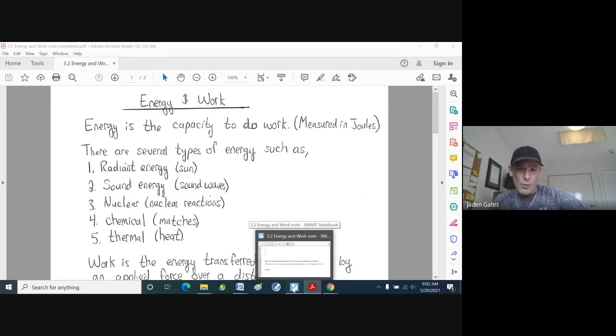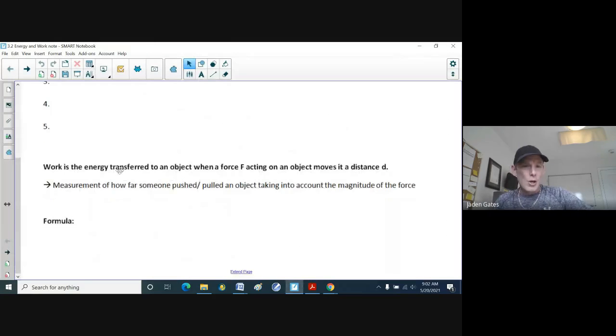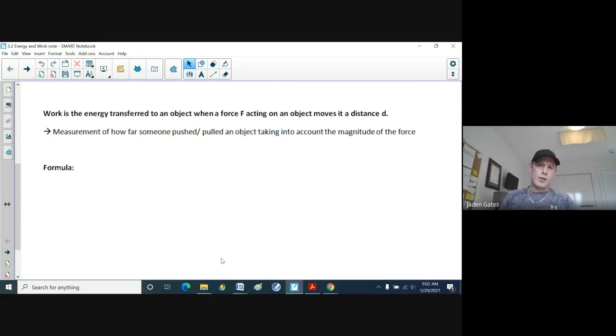Now, like I said, energy is the capacity to do work. And so work is the energy transferred to an object when a force F acting on an object moves it a distance d. So again, we're looking at our last unit with forces and how that relates to energy. In other words, with work, because that's where our focus is right now, it's basically the measurement of how far someone pushed or pulled an object, taking into account the magnitude of the force.